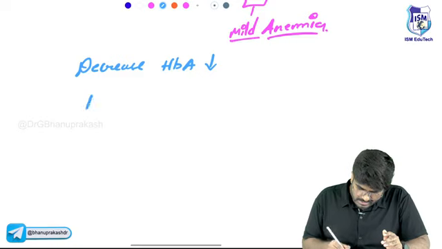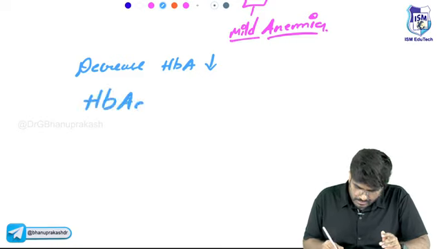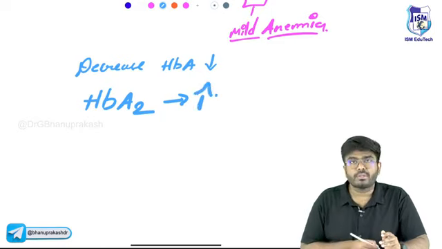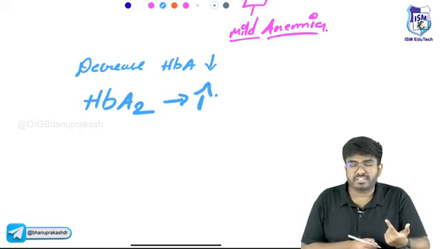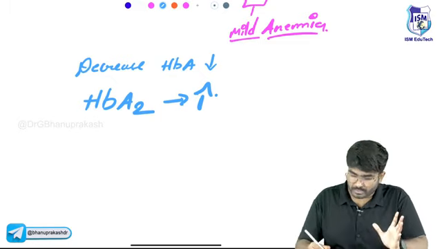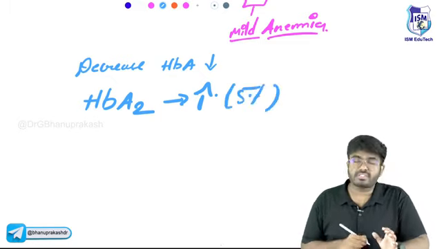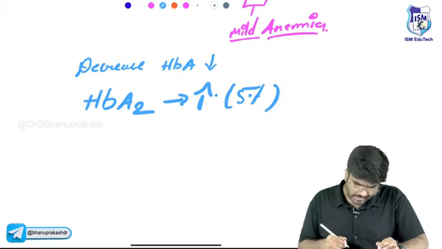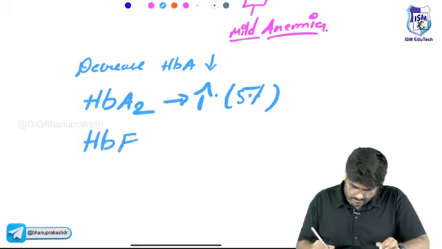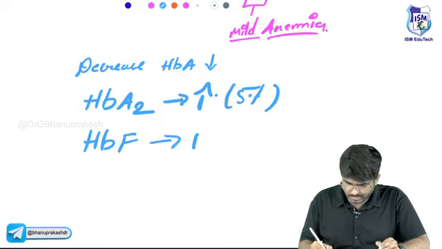What happens in this condition is HbA2 levels are going to rise. They are almost getting double. The normal level of HbA2 is 2.5%. Now it becomes 5%. Not only that, the HbF levels are also going to increase.